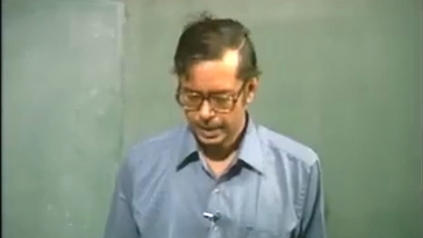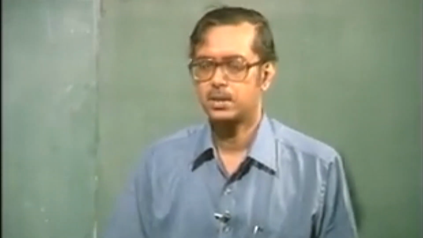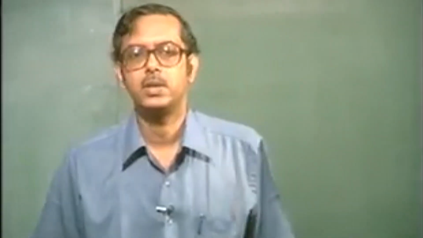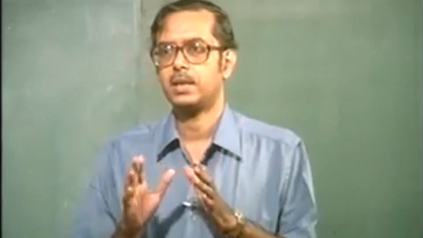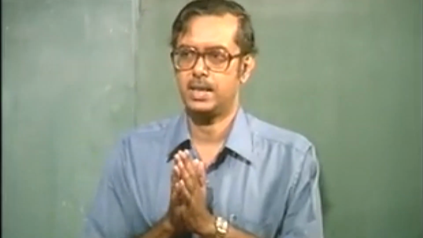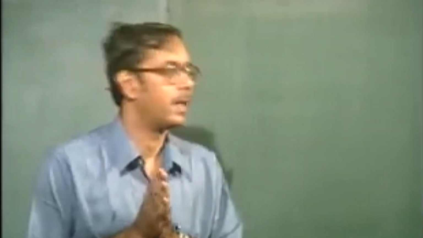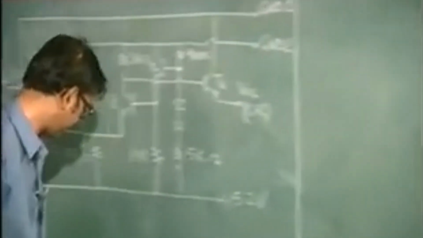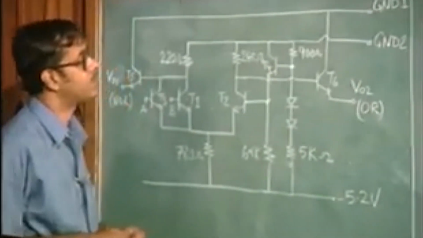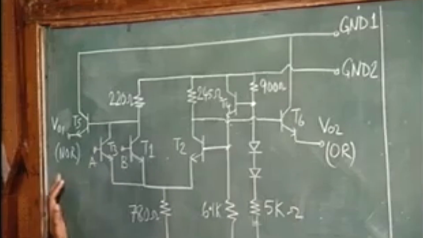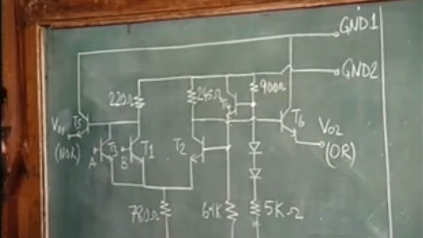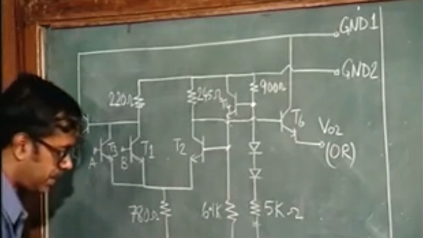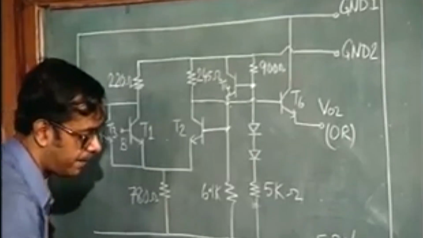So, last class we started our discussion on ECL gates and we have seen how the circuit functions. So, we shall carry on with the discussion. Today's class, what we shall do is take up the circuit of a commercially available ECL gate. I have it on the blackboard here. This is the circuit diagram of a commercially available ECL gate. This is the ECL 10K series.